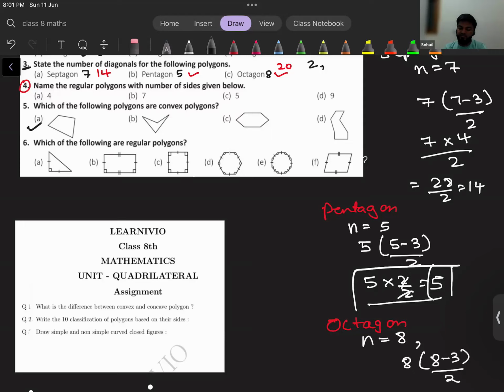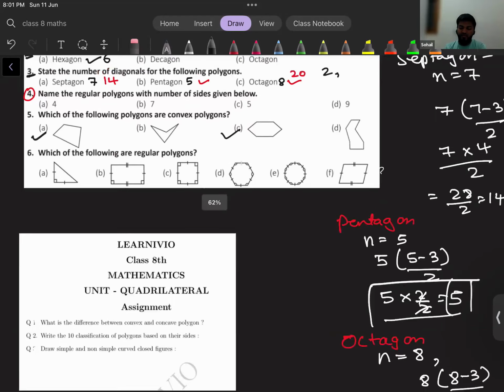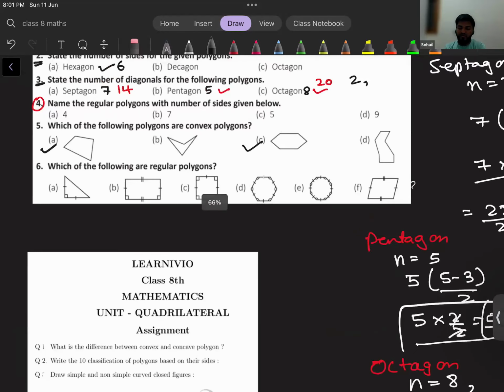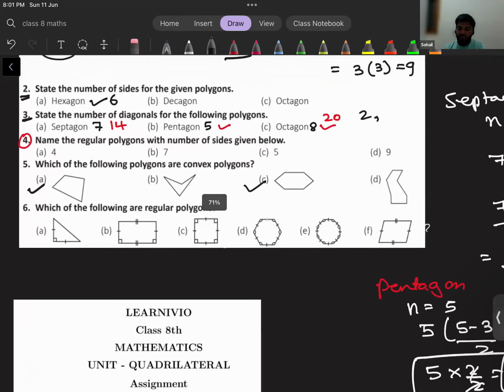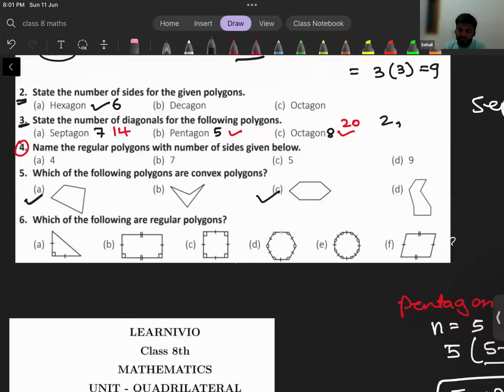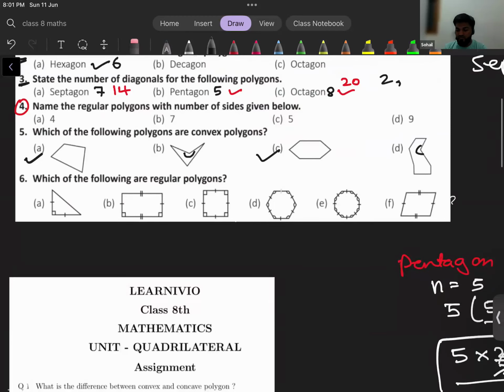Only B is concave. Sir, A and C. A and C. Oh, sorry, sir. I was actually looking at the sixth question. Sorry, I didn't notice. Actually, in figure B and figure D, you will see angles like these two. They are greater than 180°, right? That's why.